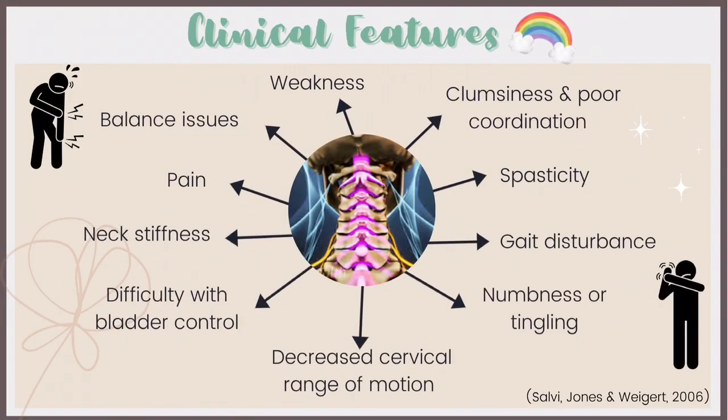Next are the clinical features. The symptoms of cervical myelopathy usually develop slowly. Patients will experience neck symptoms such as neck pain, stiffness, and also decreased cervical range of motion. Other than that, patients will feel numbness or tingling in the hand, clumsiness and poor coordination of the hand, weakness in the arm and hands, balance issues, and also gait disturbance.